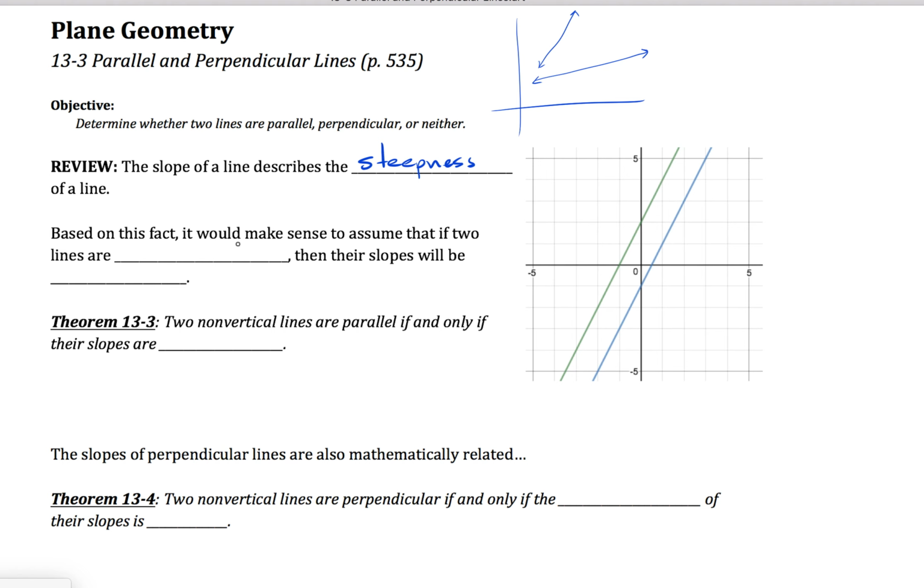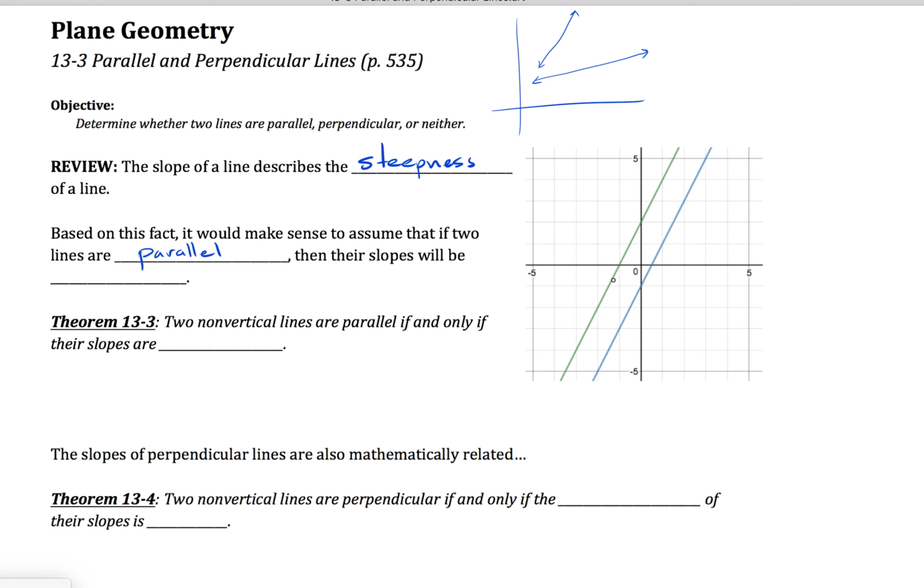Now, based on that fact, I think it would probably make sense to assume that if two lines are parallel, well, then what would we be able to assume about their slopes? If we look over here, I got a couple examples of a couple parallel lines. Now, on your notes, it's not in color, but you can see on my screen here, I got a green line and a blue line, right? And these are parallel lines. And so what can we just kind of assume? What educated guess can we make about the slopes of these two lines? And you look at that, remember slope is describing the steepness of a line. This line has a certain steepness, and it looks like this green line has the same steepness, right?